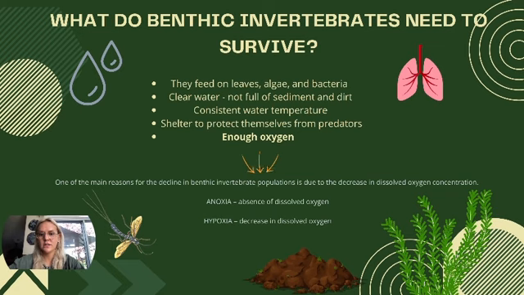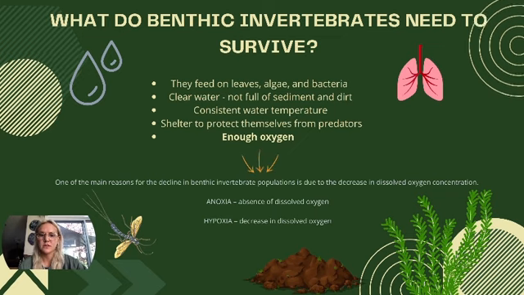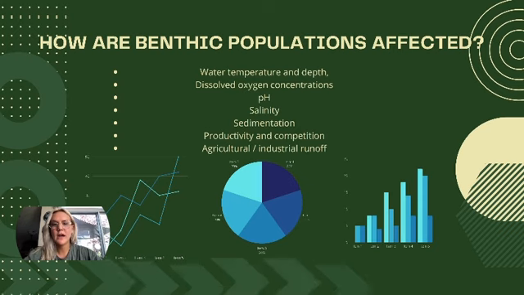So not only does their water need to be fairly clear and clean, but there also needs to be enough dissolved oxygen so that they can breathe. The absence of dissolved oxygen is called anoxia, and a decrease in dissolved oxygen is called hypoxia. And that is one of the main reasons that benthic populations decline. So now we have how are benthic populations affected.